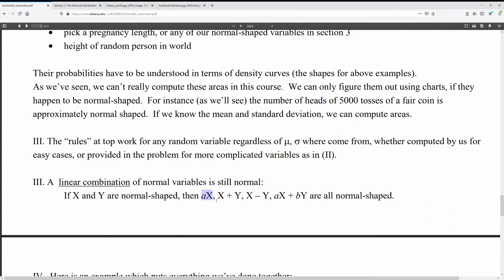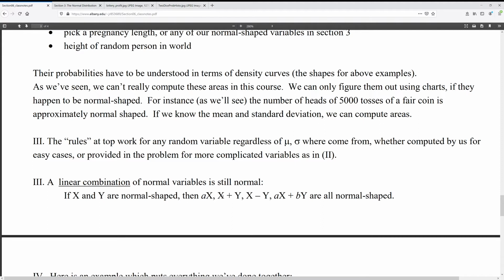So multiplying everybody by a number, if it's normal shaped in the first place, still normal shaped. Add or subtract a number, well, of course it's still normal shaped. We've already established that adding or subtracting a number is just physically moving it back and forth on the page, right? So if it's bell-shaped here at 10, then adding 3 to everybody, it's bell-shaped here, centering at 13, and so forth and so on.